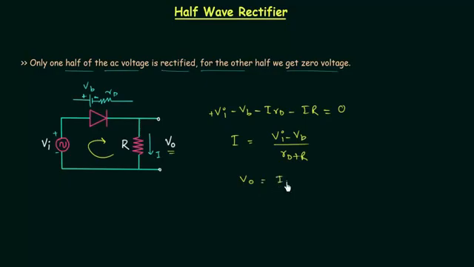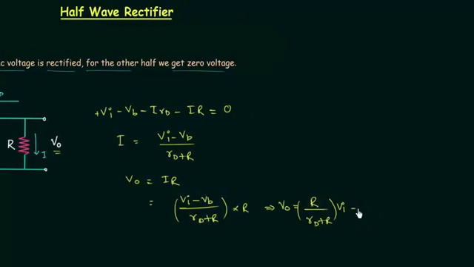We can easily calculate the output voltage VO. This is equal to IR. So we have Vi minus VB divided by RD plus R multiplied by capital R. We can also write this equation like this: V output is equal to R divided by RD plus R multiplied by Vi minus R divided by RD plus R multiplied by VB. This is what we have in case of piecewise linear model.